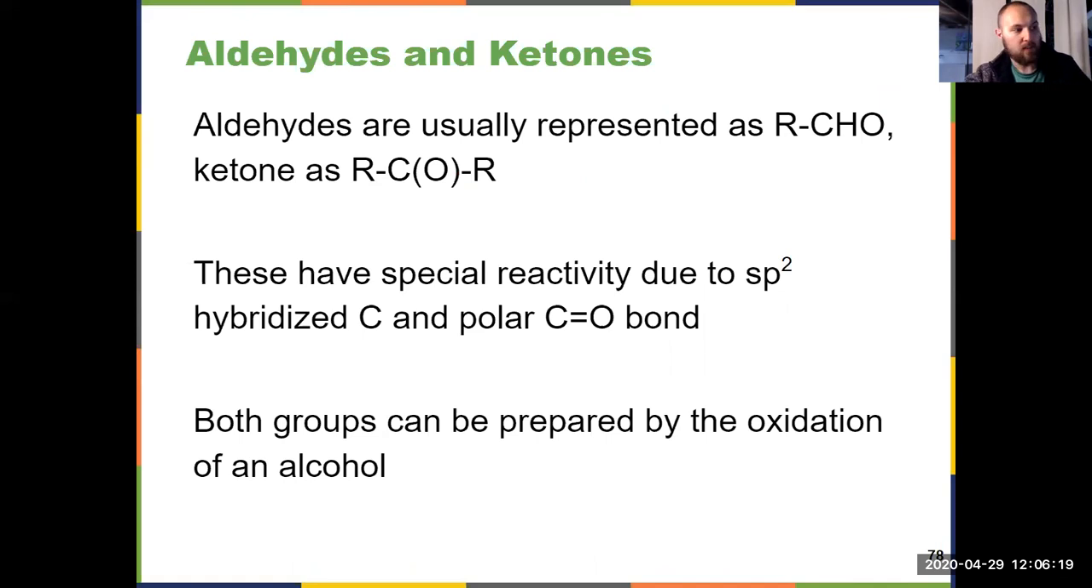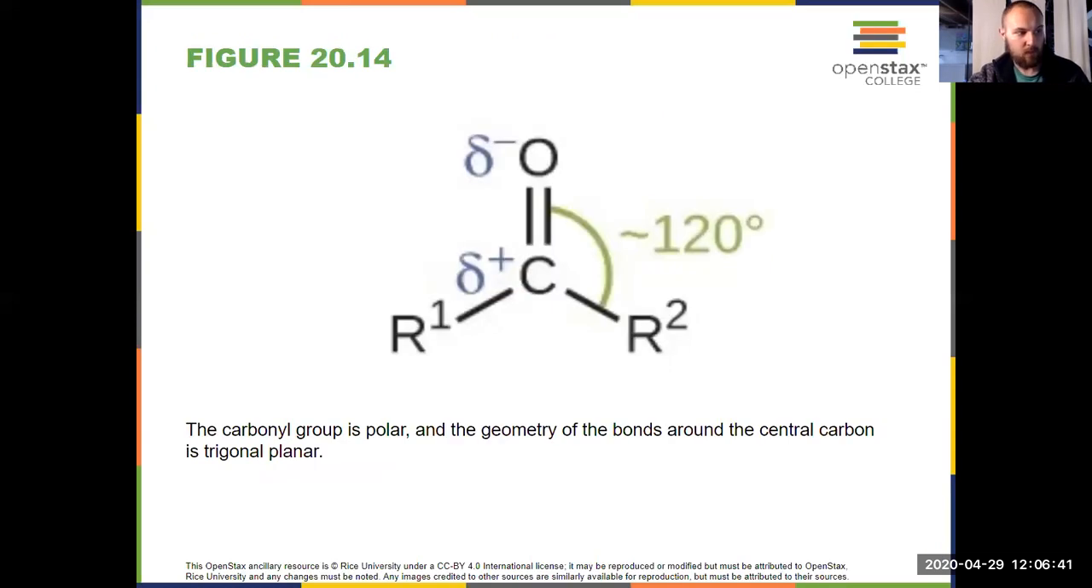These have their own classes of reactivity, because of that sp2 hybridized carbon in the middle, and the polar carbon-oxygen bond, which puts a large partial positive on that carbon, makes it act as something known as an electrophile in organic. So they have their own classes of reactivity, aldehydes and ketones. But we can make both of them by the oxidation of an alcohol. Here's the general formula of an aldehyde or a ketone, that partial positive I was just talking about. sp2 hybridized, meaning 120-degree bond angle.